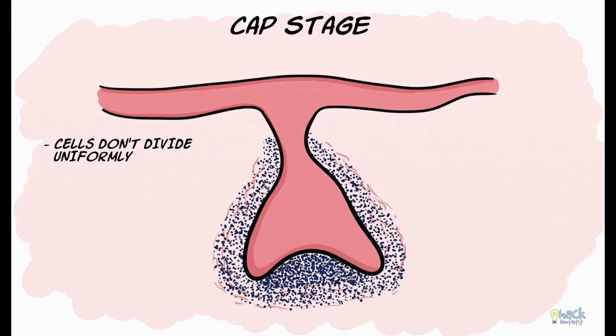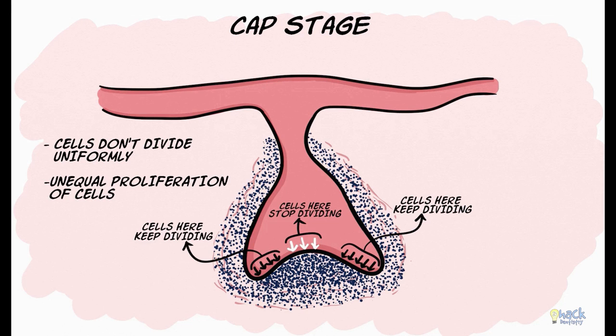Now, rather than all cells dividing uniformly in the tooth bud, there is differential proliferation of cells, or an unequal rate in the proliferation of cells. So this leads to a concavity or an infolding of epithelium, resulting in the bud-shaped enamel organ becoming cap-shaped.